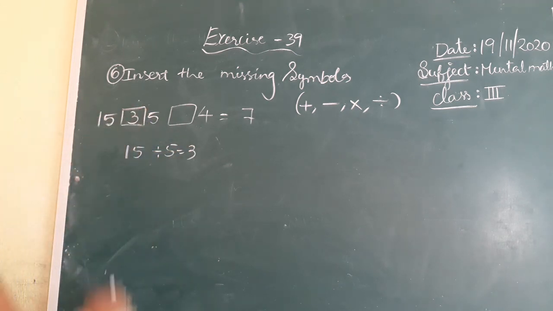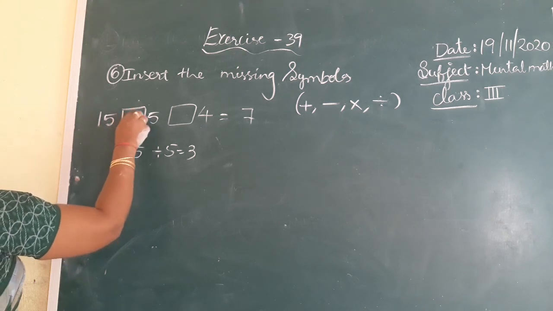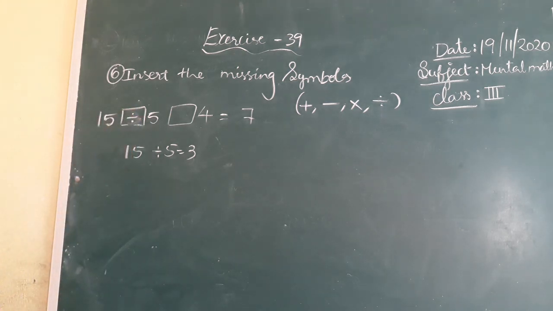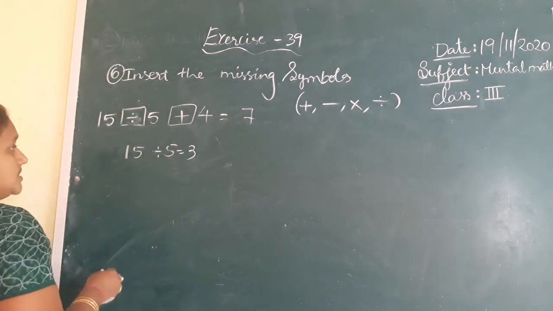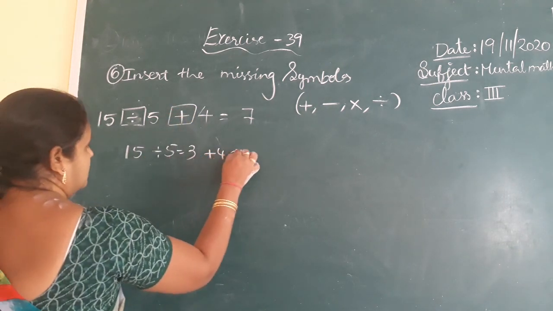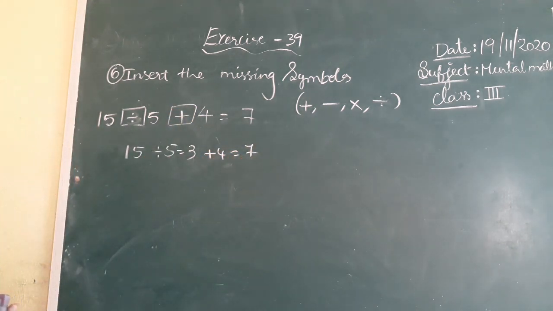15 divided by 5 means 3. And to 3, how much do you have to add to get 7? If you add 4, you will get 7. So what do you have to do? Add. So 3 plus 4, 7. See the next one. Seventh one.